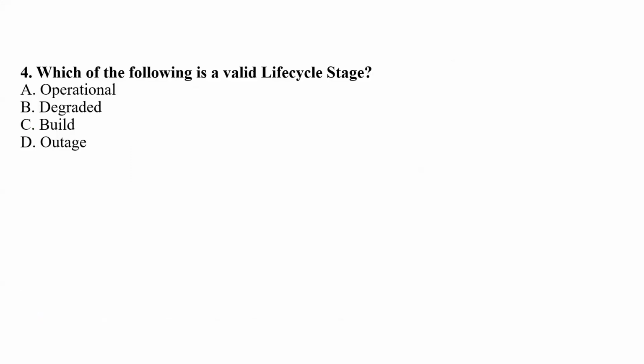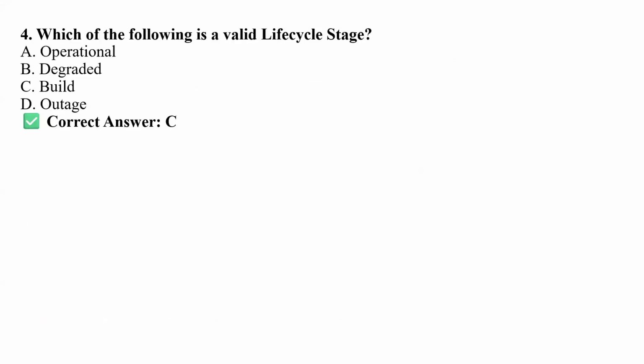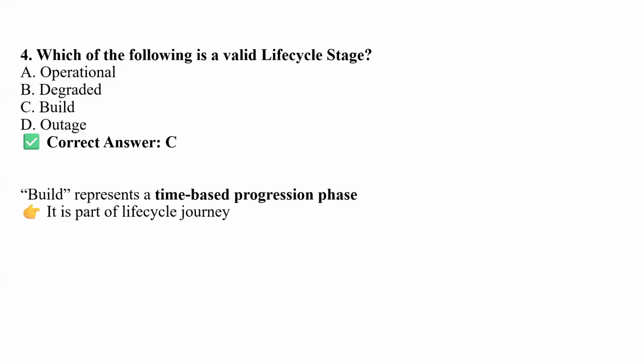Which of the following is a valid lifecycle stage? Option A, operational. Option B, degraded. Option C, build. Option D, outage. The correct answer is option C, build. So build represents a time-based progression phase. It's a part of the lifecycle journey.